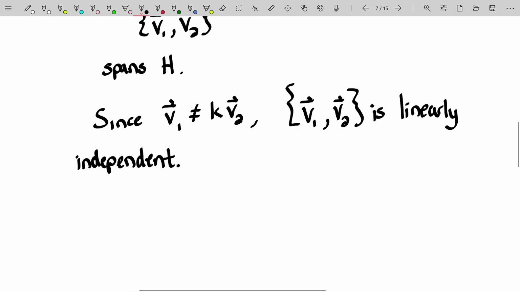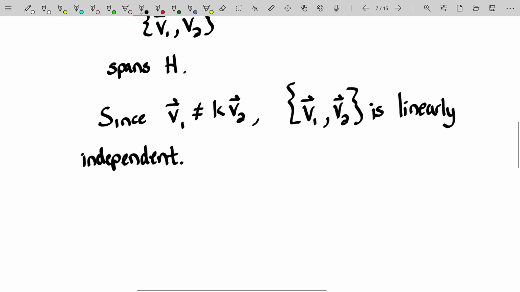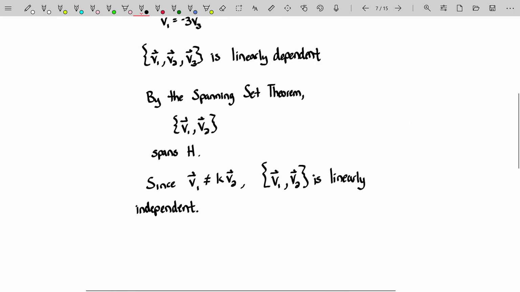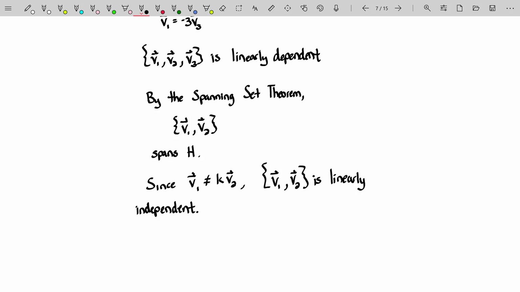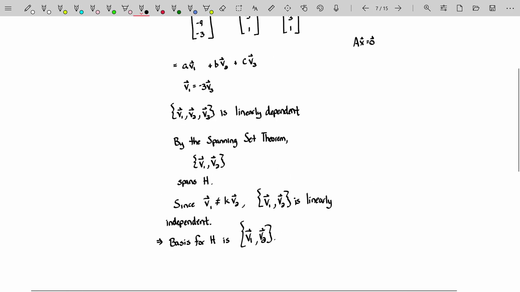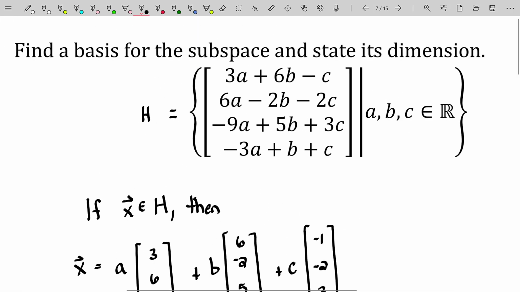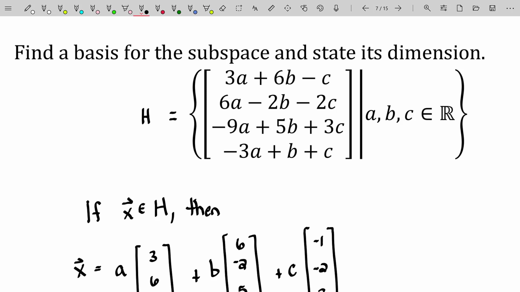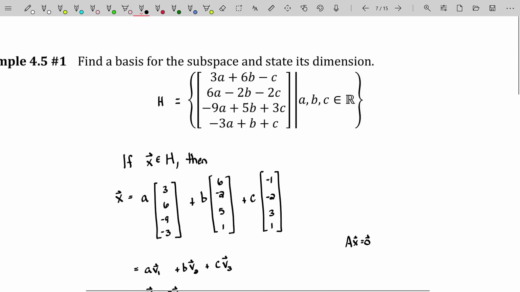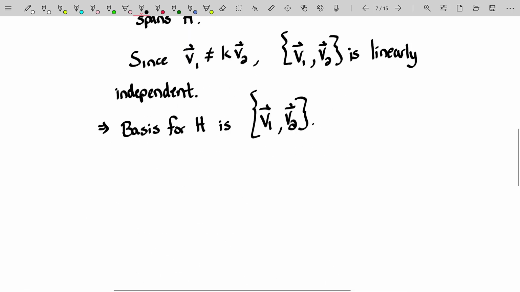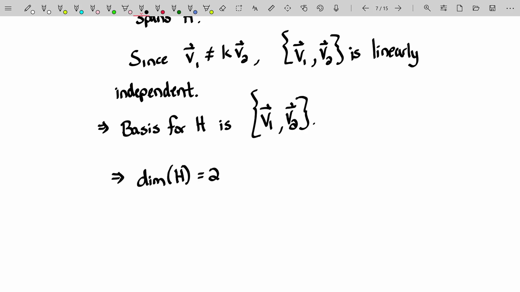And I wrote that here. Since V1 is not a multiple of V2, the set V1, V2 is linearly independent. It spans the space. Thus, it's a basis for the space. And remember, by definition, the dimension of H is going to be the number of vectors in any basis for that space. And all bases for this space will have the same number of vectors. So we have a basis with 2 vectors, hence the dimension of our vector space is 2.